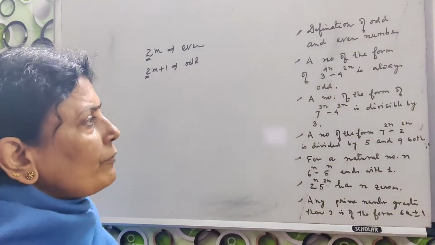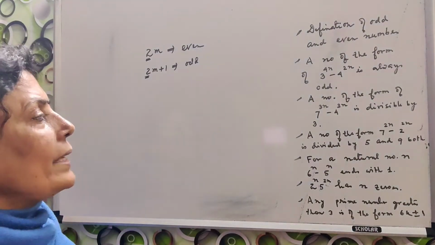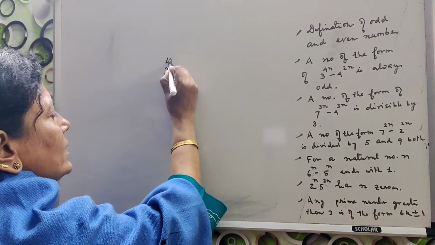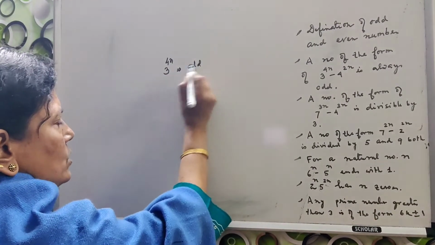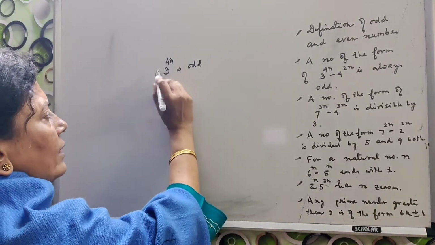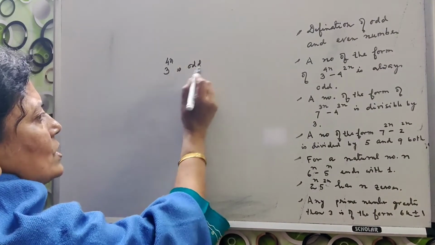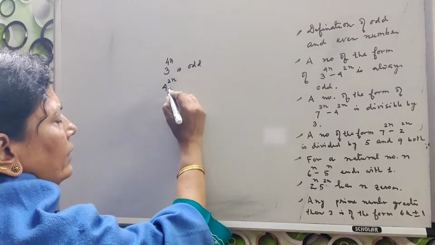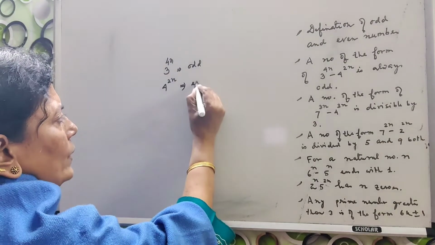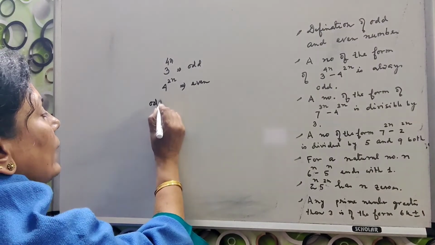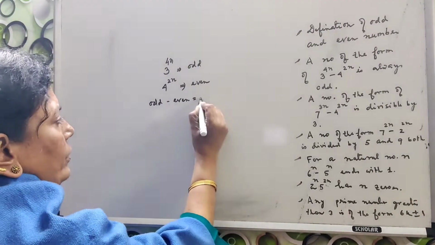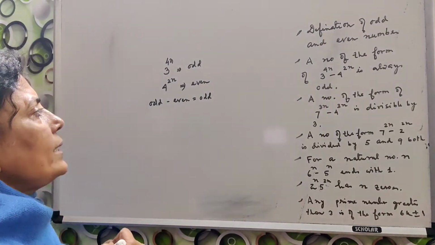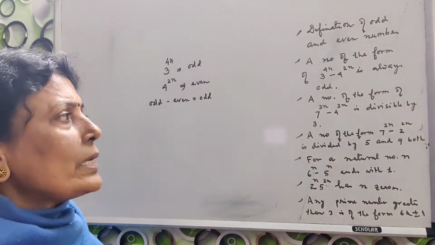Now, a number of the form 3 to the power 4n minus 4 to the power 2n. When we are talking about 3 to the power 4n, this must be odd. Since 3 is odd, there is no common factor 2 in this number, so it must be odd. What is 4 to the power 2n? Since 4 is even, 4 to the power 2n is always even. We know odd minus even is always odd. So we can say 3 to the power 4n minus 4 to the power 2n is always odd.